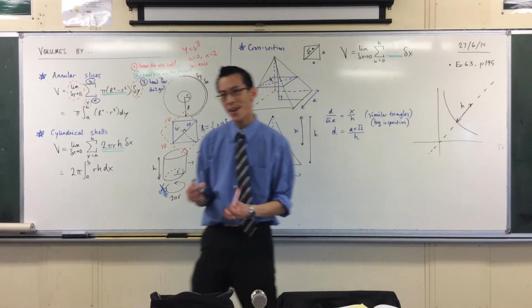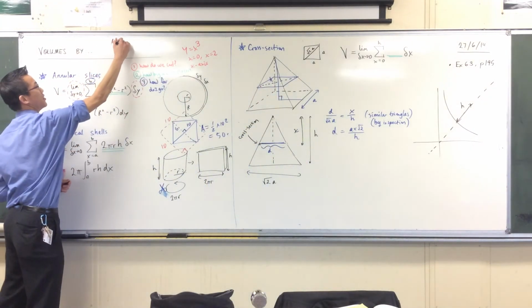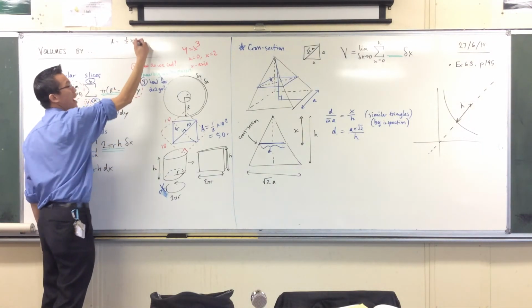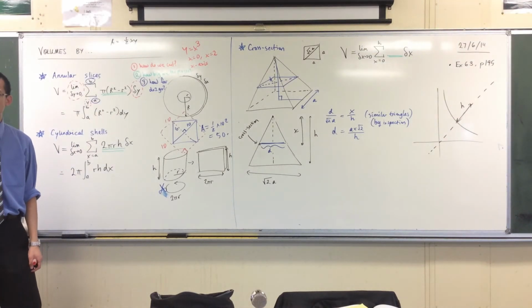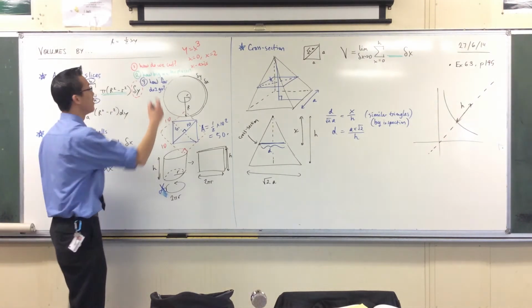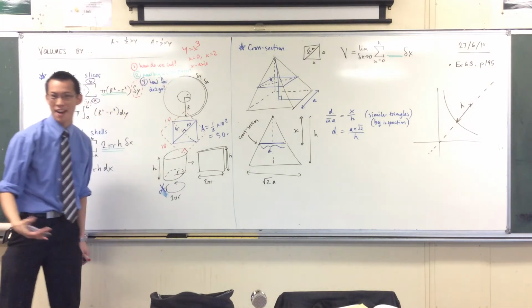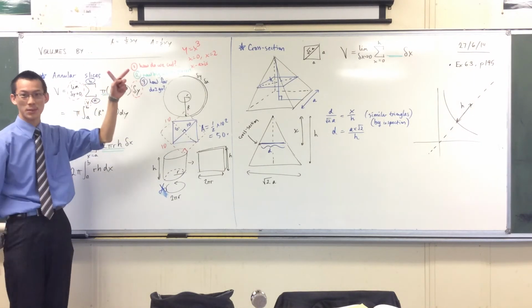Do you remember learning the area of a kite? The area of a kite is half xy, where x and y are the diagonals. Do you remember learning the area of a rhombus? The area of a rhombus is half xy. It's half the product of the diagonals because the diagonals are perpendicular in both cases.